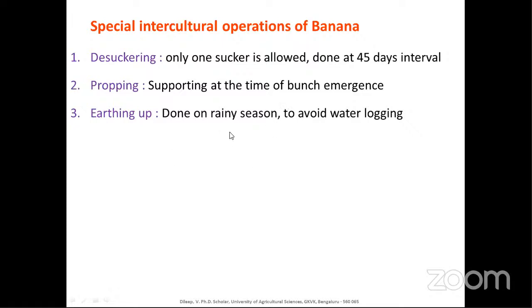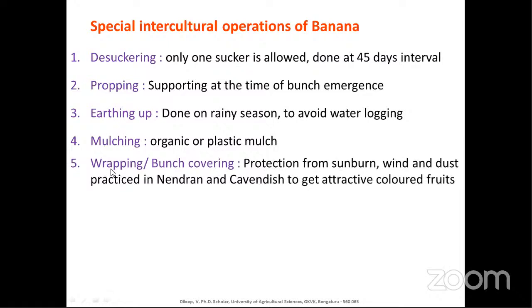Okay, so this is done in drainage season, and it also acts as proper drainage and avoids water logging. Mulching is done with organic or inorganic mulch. We know the importance of mulching and the role of organic or inorganic, black polythene or plastic mulch. And wrapping or bunch covering, at the time of bunch emergence, giving protection is also very important.